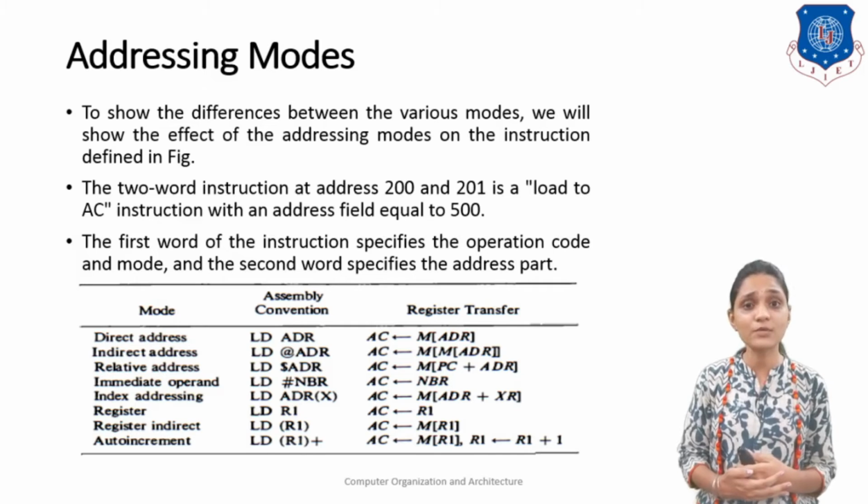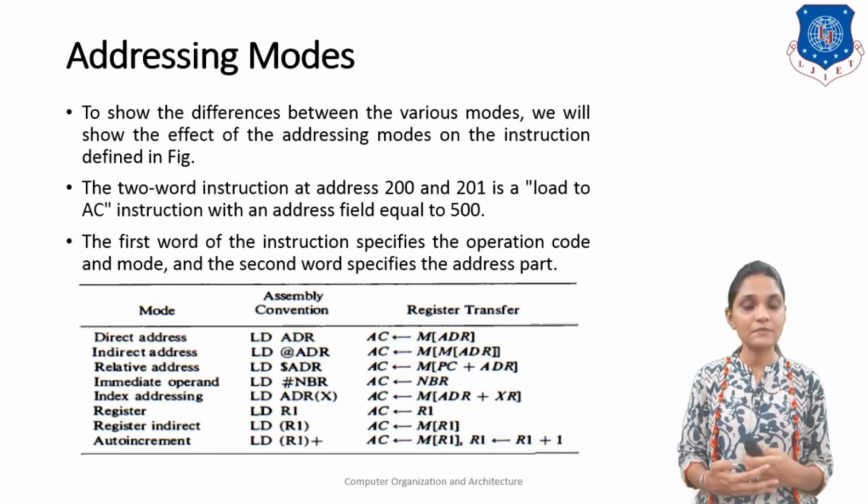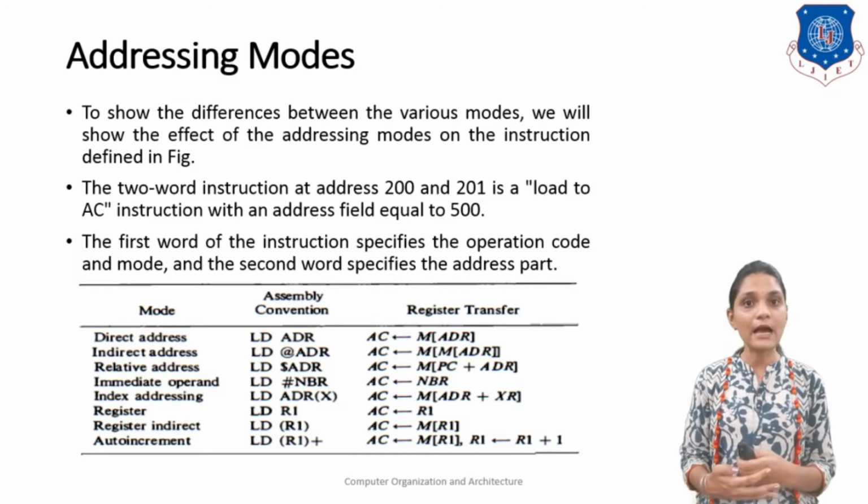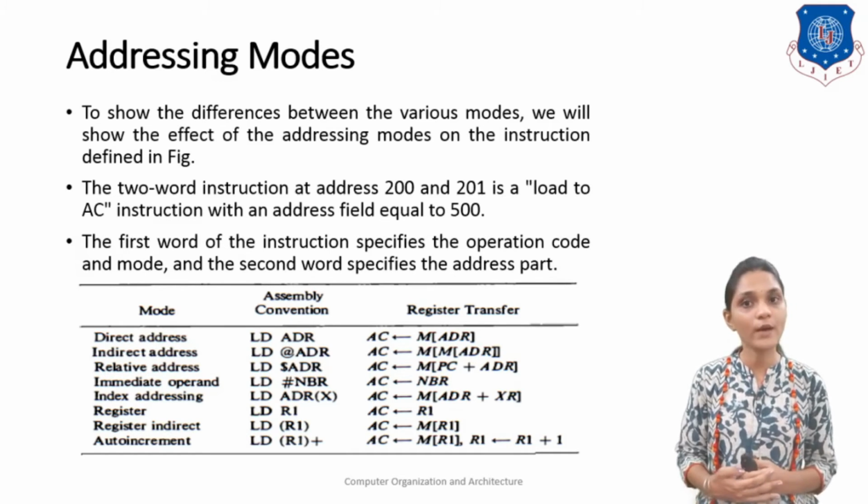For index addressing mode, your instruction will be like LD ADR(X). In this instruction, the content of ADR plus XR is going to be added, and then from that location your operand is fetched and going to be stored into the accumulator.